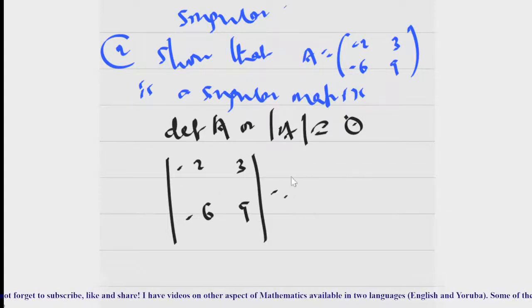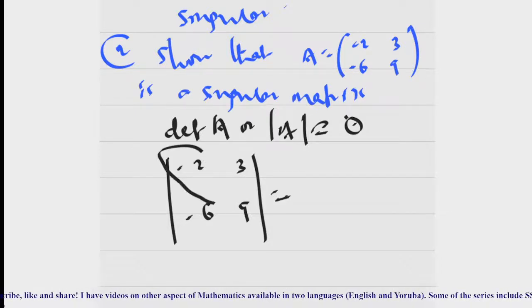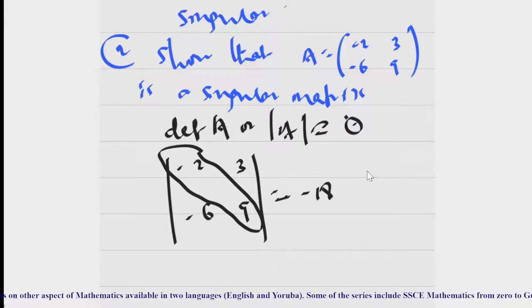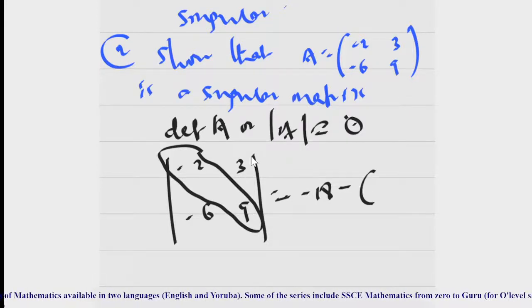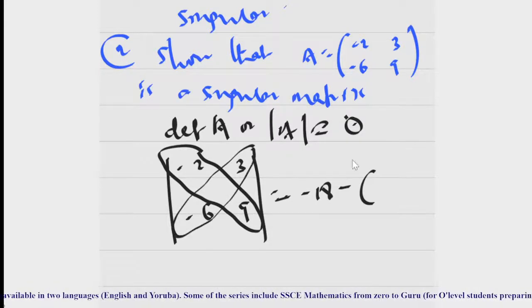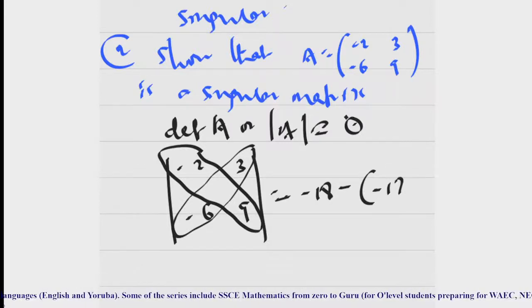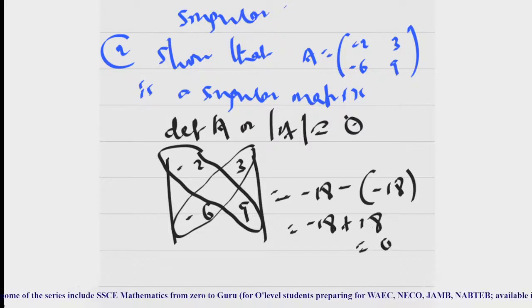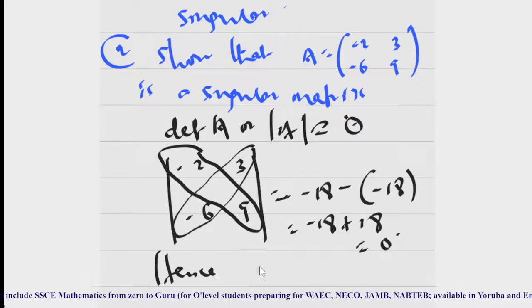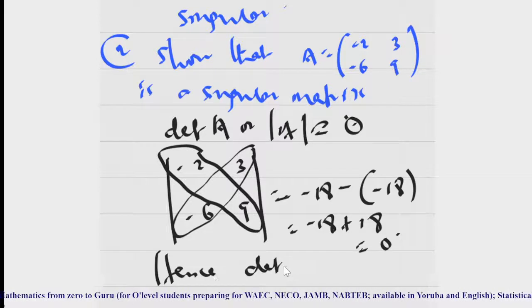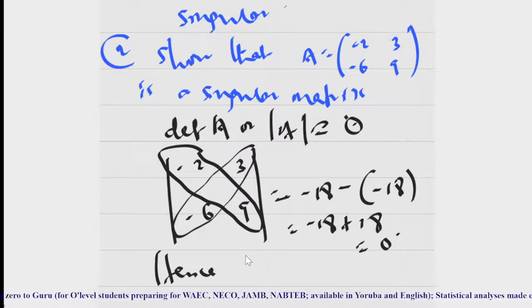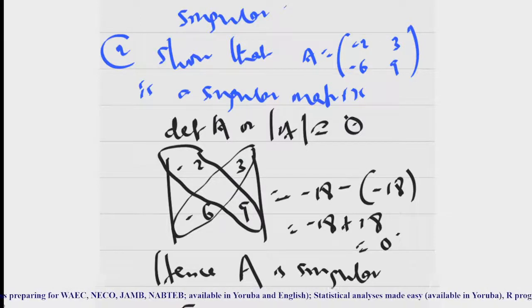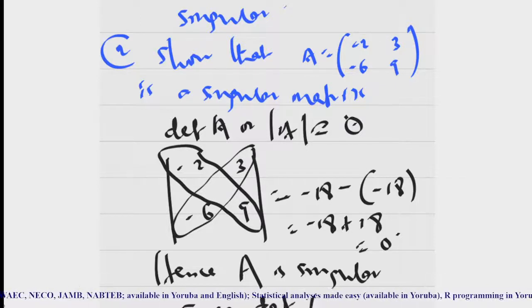And how do you find the determinant? You multiply elements along the leading diagonal. So minus 2 times 9 will give you minus 18, minus the one at the second diagonal, so that's minus 18 as well. Then you are going to have minus 18 plus 18, which is equal to 0. Then you conclude by saying hence, A is singular since determinant of A is equal to 0.